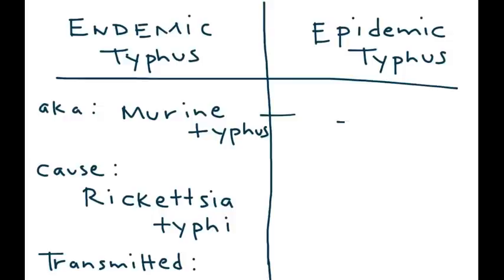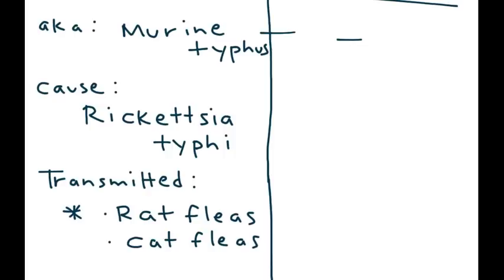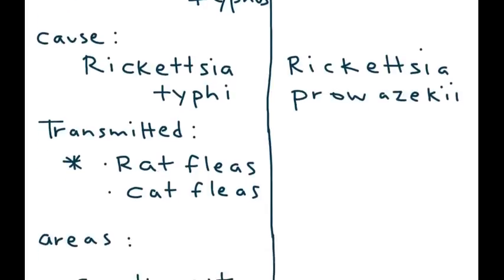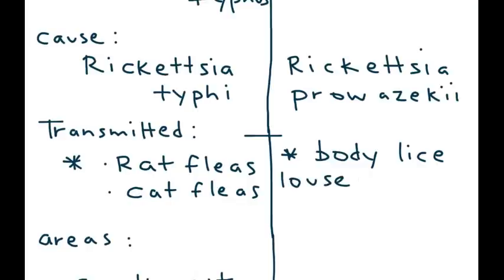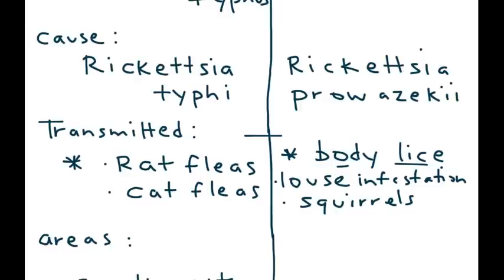First, there is no other name, it's just epidemic typhus. The type of rickettsia involved in epidemic typhus is Rickettsia prowazekii. How is this transmitted? This is important. It's different. Body lice. A patient that has louse infestation will be described. Very rarely, it can also be transmitted from squirrels, but body lice is by far the most common.